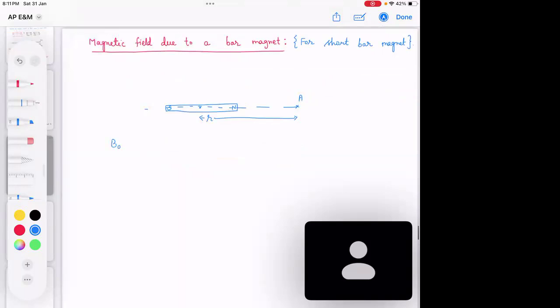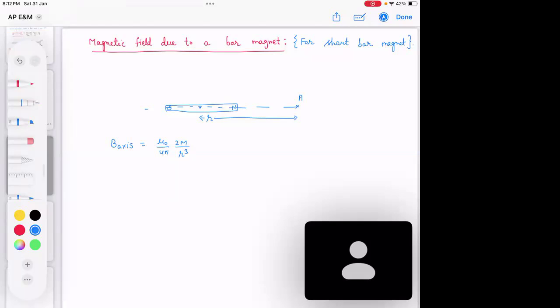The magnetic field on the axis of a bar magnet is what? It is mu naught by 4 pi, 2m by r cube. That means if you are calculating the magnetic field due to the bar magnet on the axial point, it will come mu naught by 4 pi, 2m by r cube.